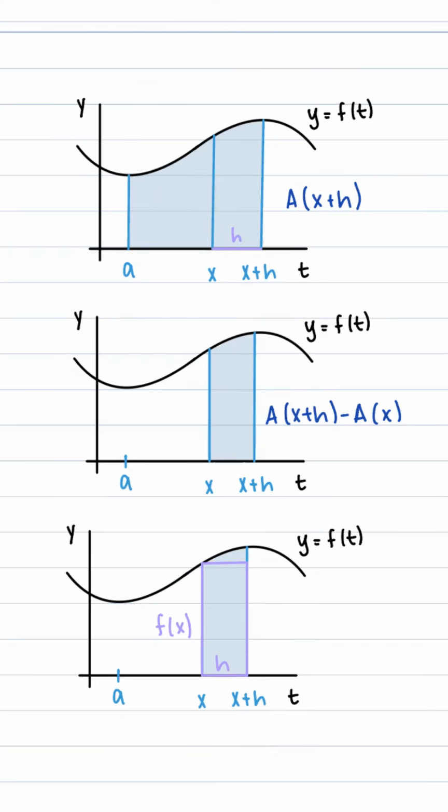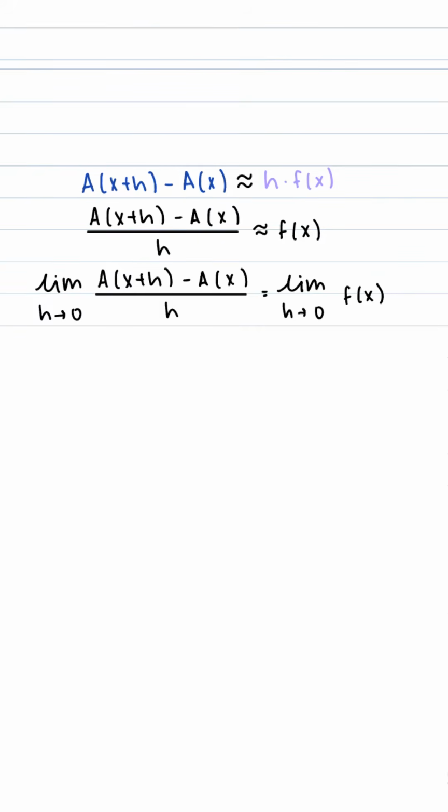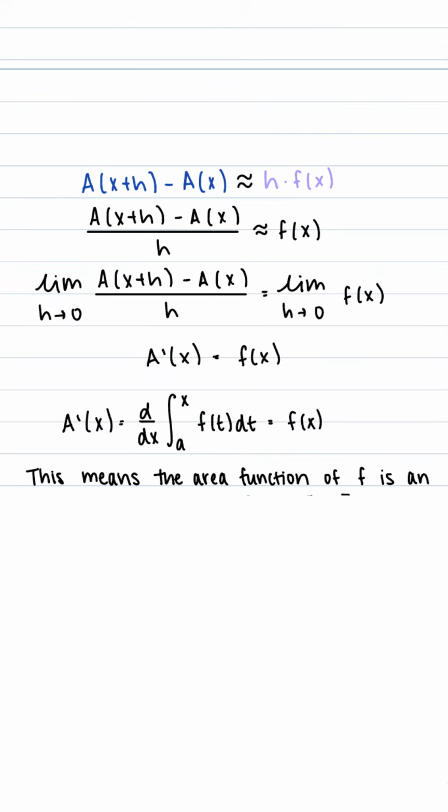We can approximate this using the length of h and the height of f of x. So here we have the difference between these two areas is approximated by h times f of x. First we can divide by h, and then we can take the limit as h approaches 0 in order to make this much more accurate. Notice on the left-hand side we have the definition of a derivative. So this means the area function of f is an antiderivative of f on a to b.